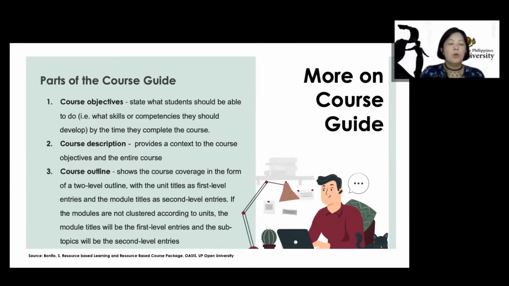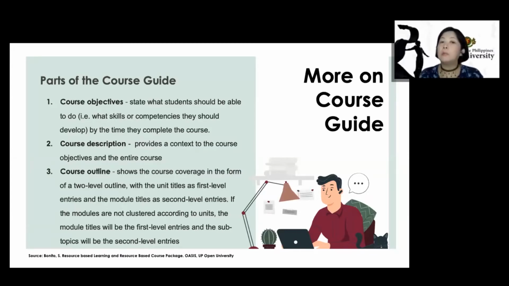Okay, so the third part is the course outline. The course outline shows the course coverage, usually in the form of a two-level outline, with the unit titles as the first level entries and the module titles as second level entries. If the modules are not clustered according to units, then the module titles will be the first level entries and the subtopics will be the second level entries. Okay, so I hope that's clear.